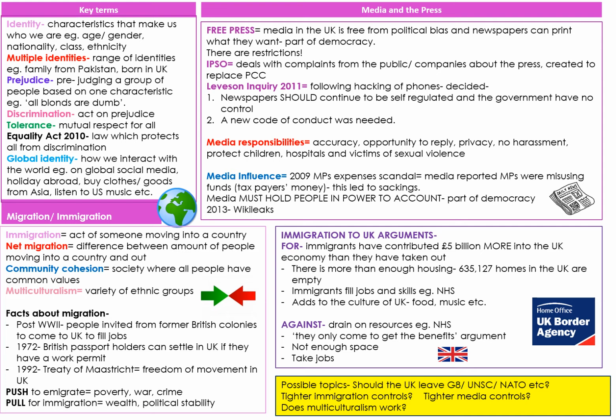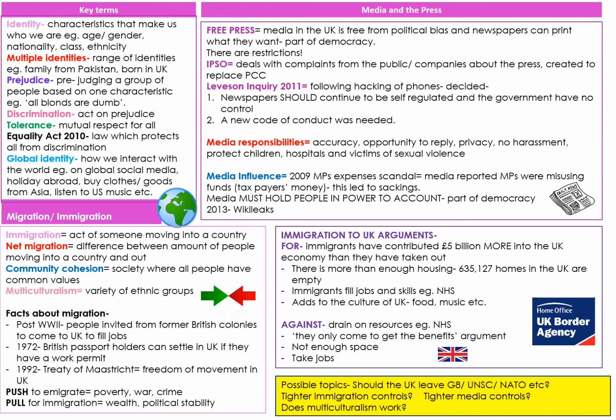So when it comes to immigration, there's lots of different arguments about it. So we have got arguments for immigration. We've got the fact that immigrants have actually contributed far more money than they've taken out. So a lot of people believe, in the against points, they're a drain on resources, they only come to get benefits, all that kind of stuff. They've actually contributed £5 billion more than they've taken out.